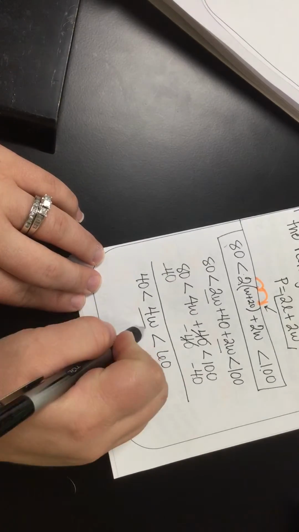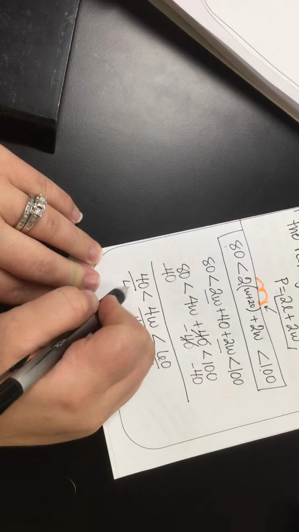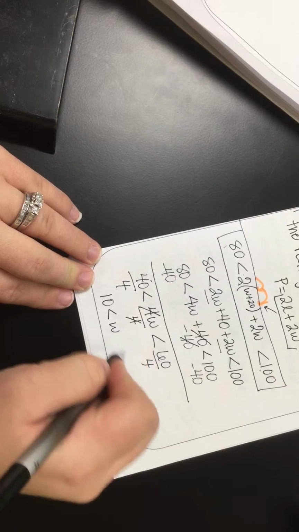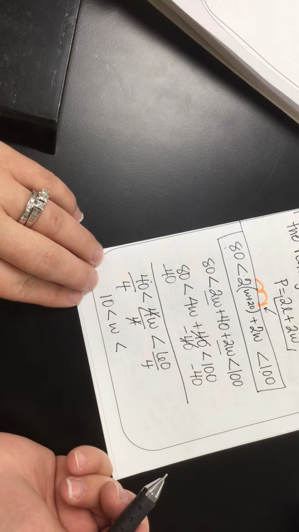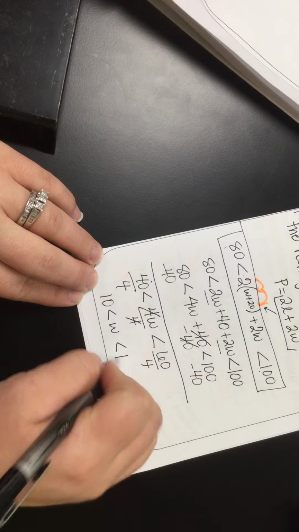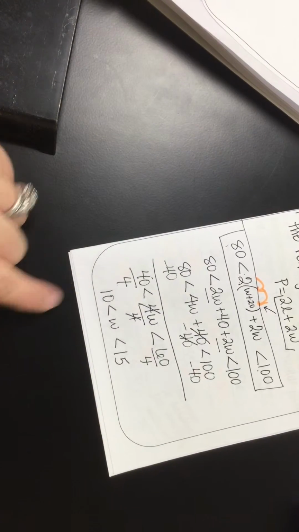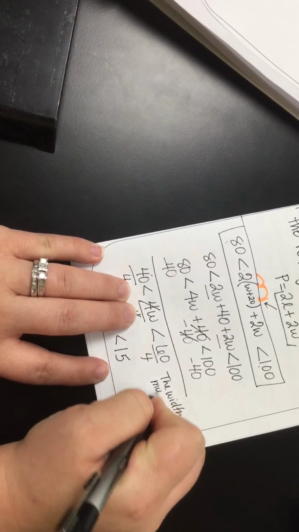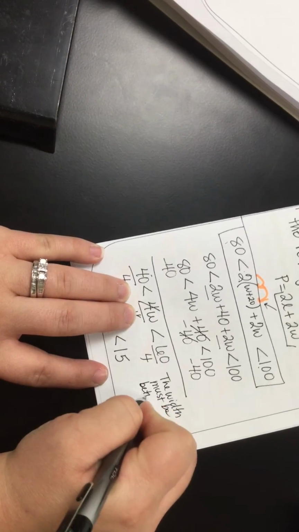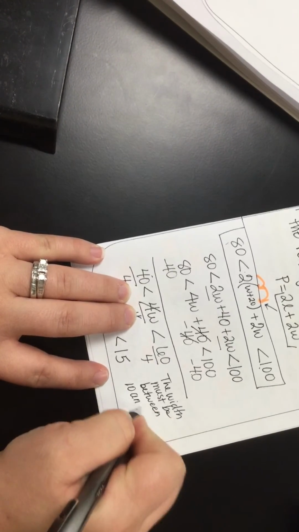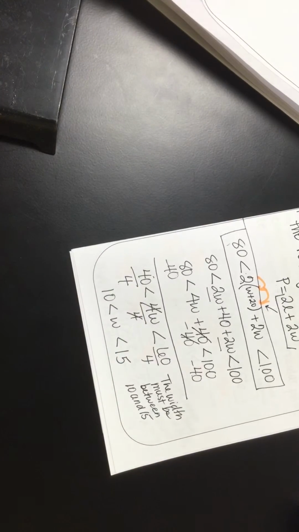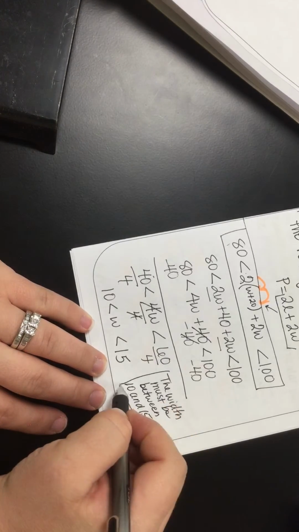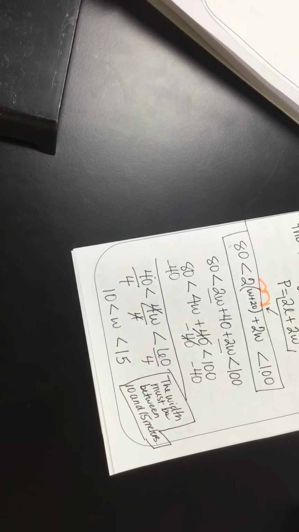And then divide by 4. Okay, 40 divided by 4 is 10. What is 60 divided by 4? 15. Very good. Okay, so the width must be between 10 and 15 what? What units do we have here? Meters. Okay, and you would not put inclusive here because we do not want to include 10 and 15.